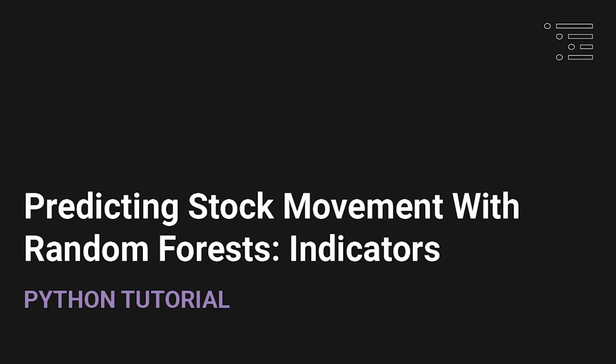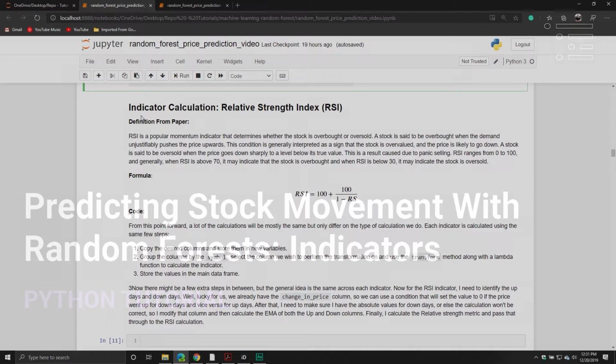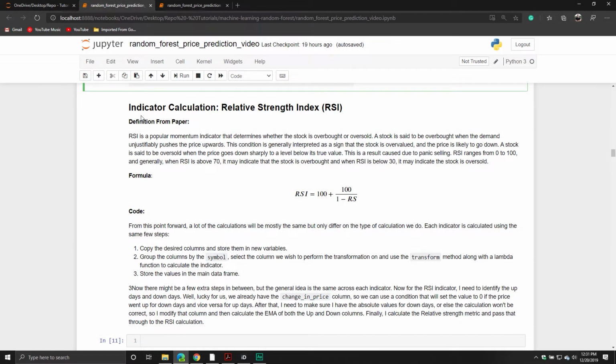Welcome back to part 3 of our series on random forests. In this series, we are creating a random forest model to help predict the direction of a stock price given some historical data and some historical technical indicator values.